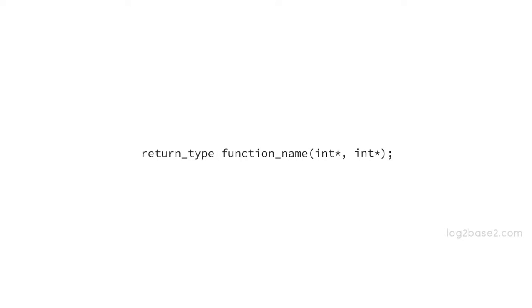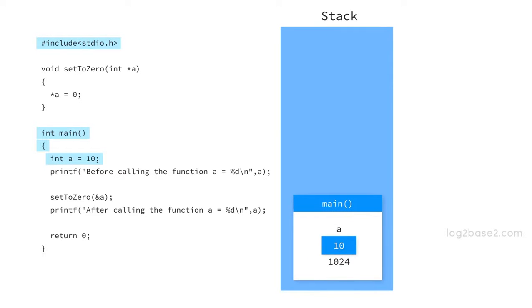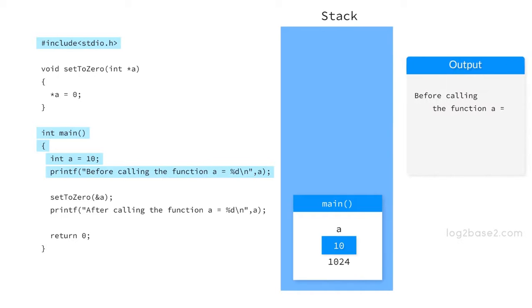To understand this better, let's consider this simple C program. We have the main function and a user-defined function set to 0. As we know, execution begins from the main function and we are declaring an integer variable a and initializing it to 10. Now we have a printf statement printing "before calling the function a equal to" and printing the value of a, which will print 10.